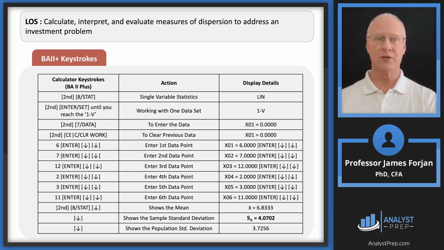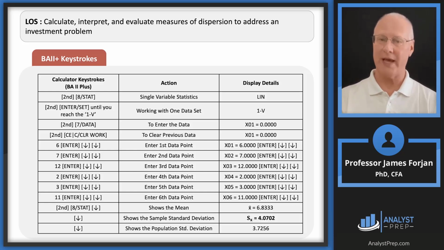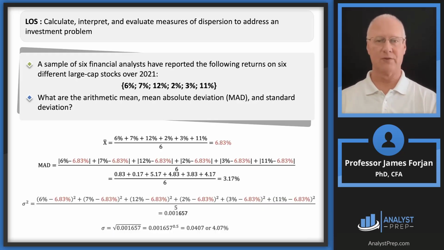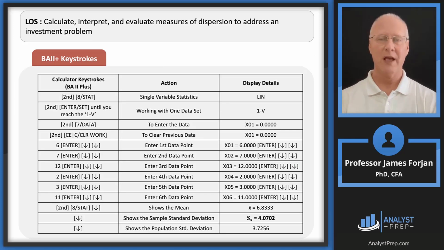Now, in order to solve, now remember the LOS, calculate measures of dispersion. So in order for us to get to standard deviation, we need to move over to another function. So look under your 8, there's the stat. That stands for statistics, of course. So hit your second stat button, and you should see LIN, and then just hit your down button, and it should say n equals 6, because we entered 6, right? There are 6 of those guys, right? 6 of those. And then hit your down button, and you get the mean.